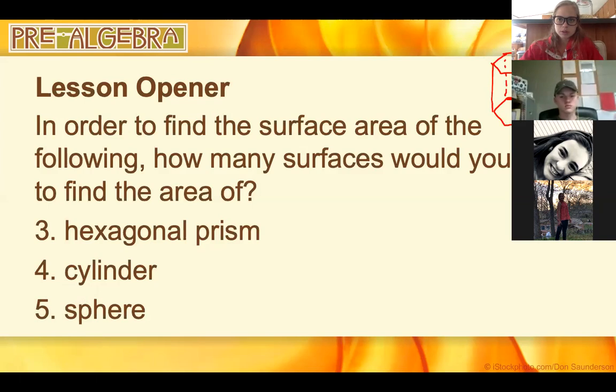All right, so here is your hexagonal base. How many total faces would you have? Remember, bases, top and bottom, would also count as a base. So how many surfaces would you have to find? Or how many faces would you have to find? Brindley, how many faces are on this hexagonal prism?